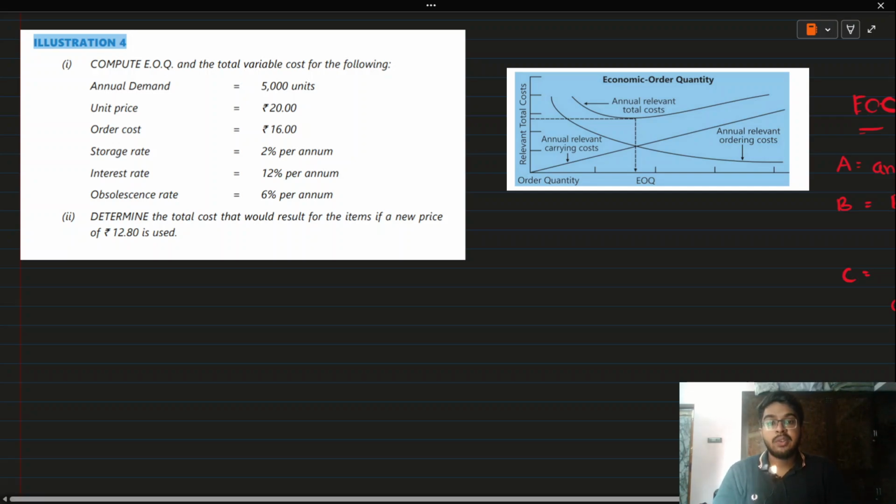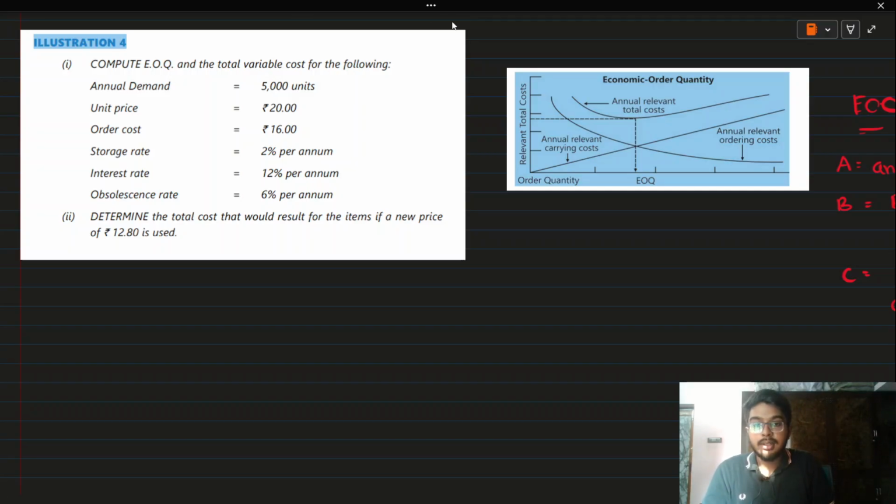Hi guys, so we are seeing material costing illustration number 4. In this question also we have to find EOQ, annual demand and total variable cost. Annual demand is 5000 units, unit price is 20 rupees or purchase price or cost of material, ordering cost rupees 16, storage rate 2%, interest rate 12%, obsolescence rate 6% per annum. Whenever percentages are given, it should always be calculated on the unit price or else purchase price.